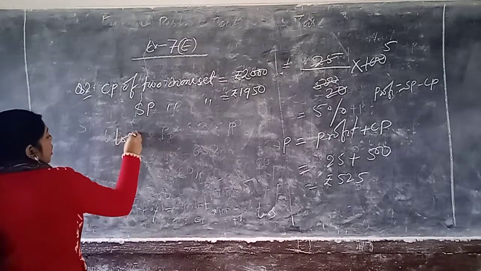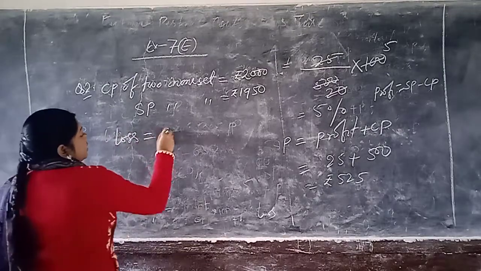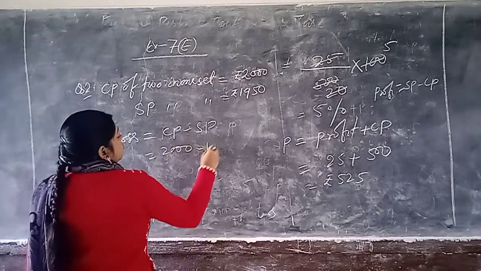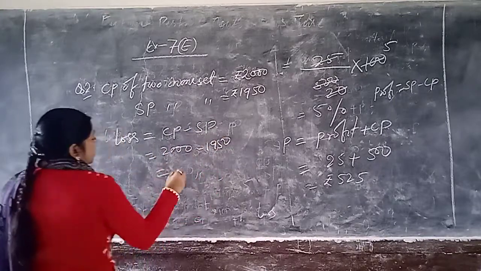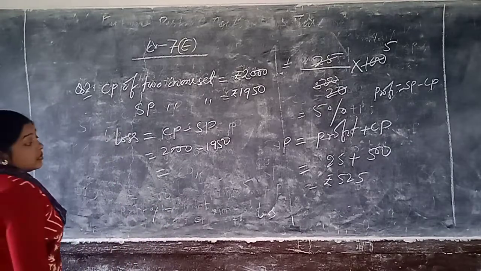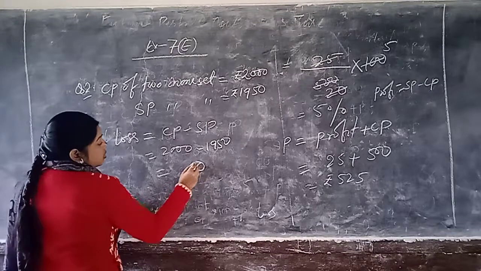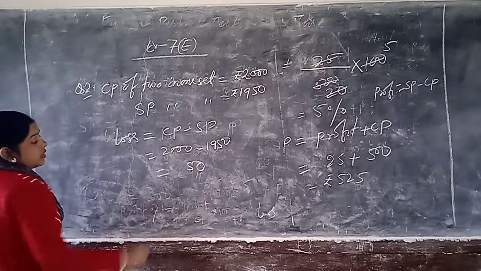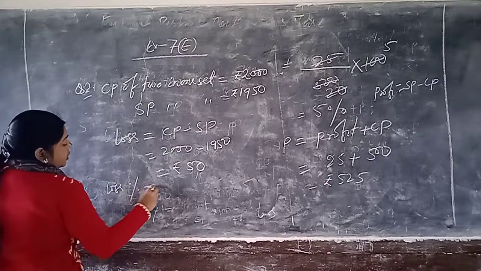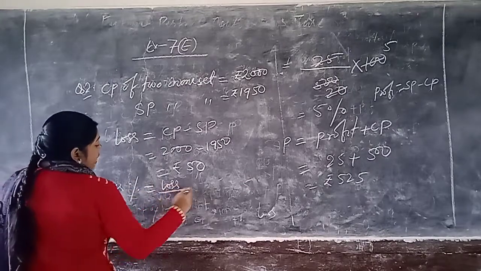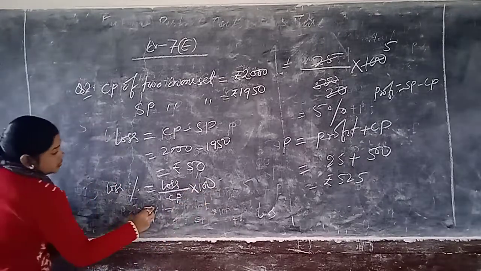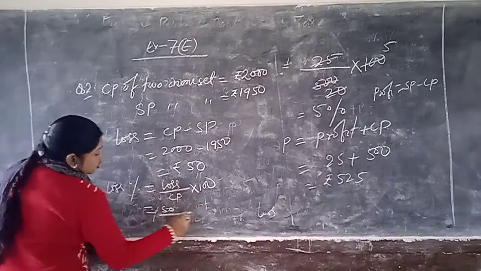Loss. Why? Because cost price is more than selling price. So 2000 minus 1950. What is your answer? Okay, 50. So you find the loss percent. Loss percent is equal to loss by cost price into 100. Cost price is given.